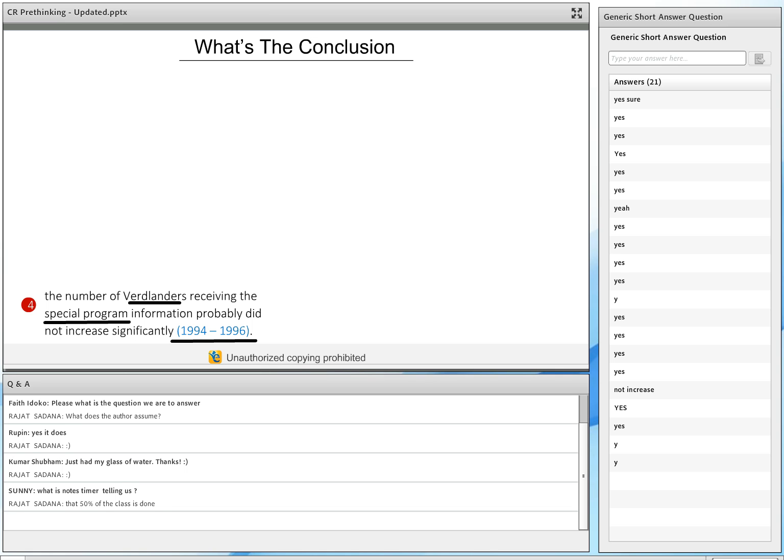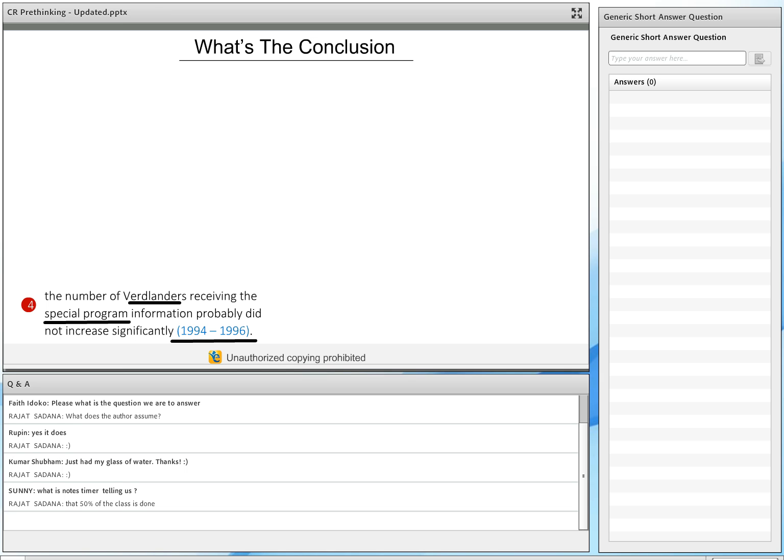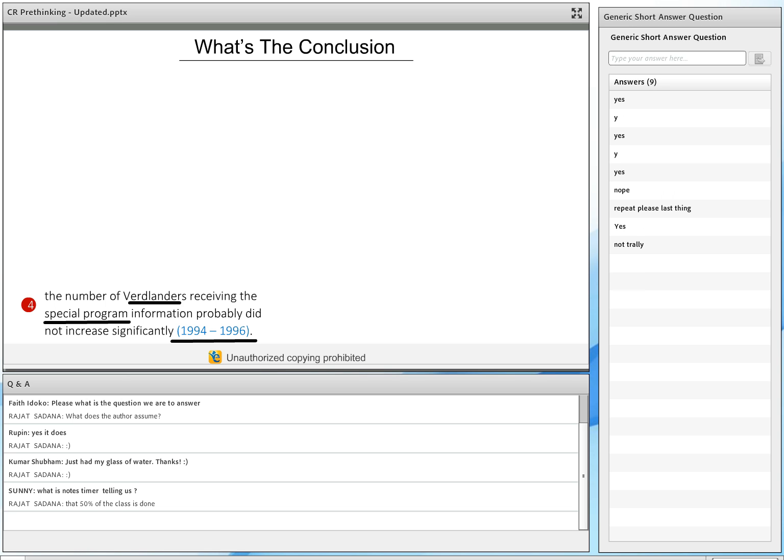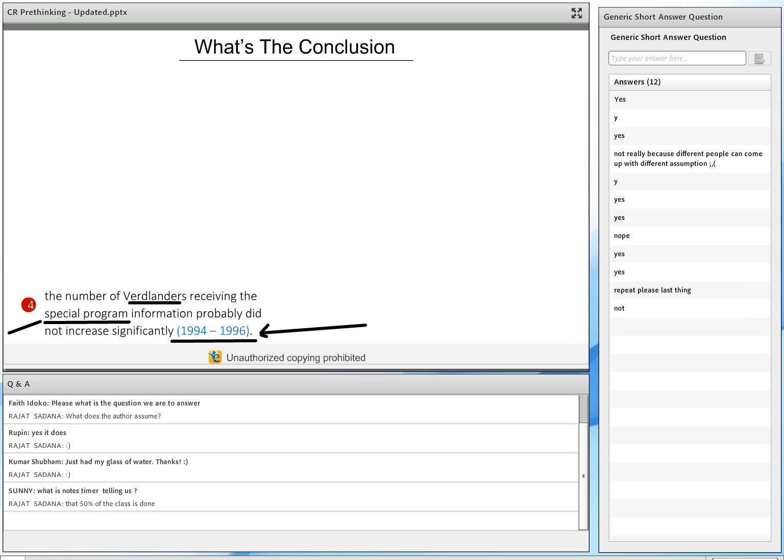Does that make sense? If you understand the assumption and the conclusion, you can really say that the assumption has to be about what the conclusion is. If the conclusion is about special programs, then the correct answer has to be about special programs. Because remember, what's the function of an assumption? To make sure that the conclusion isn't falsified, or the conclusion doesn't break down. If the conclusion is about what happened during that time period, then the correct answer choice has to be about this.